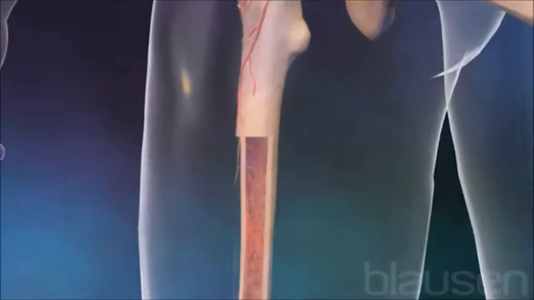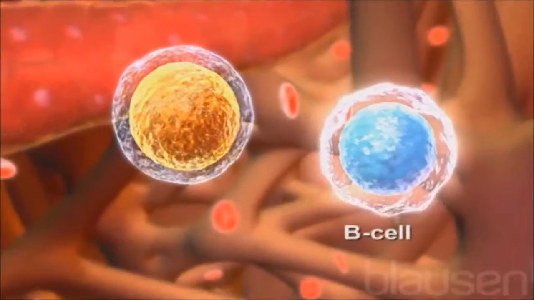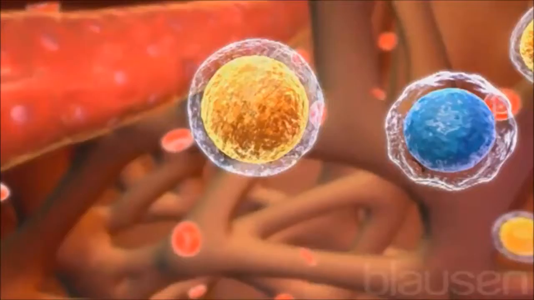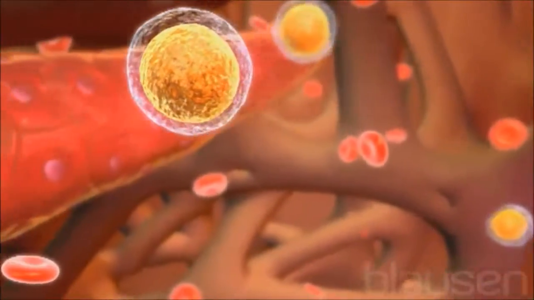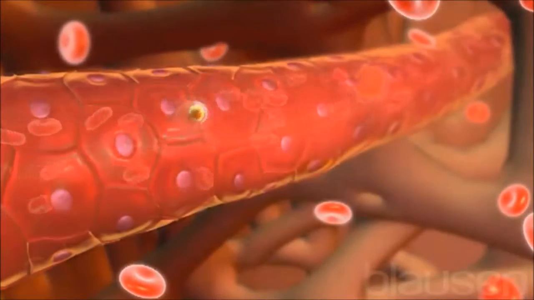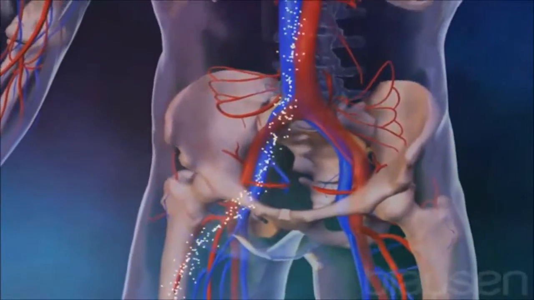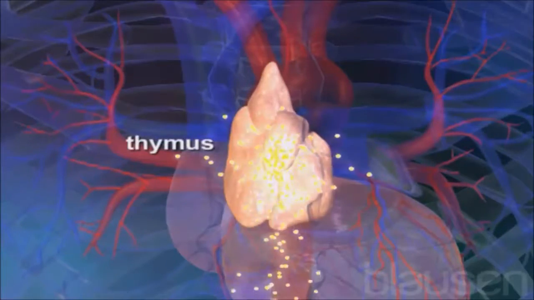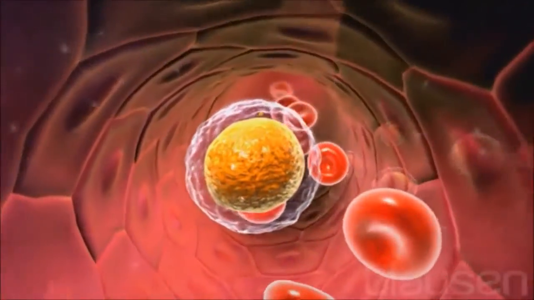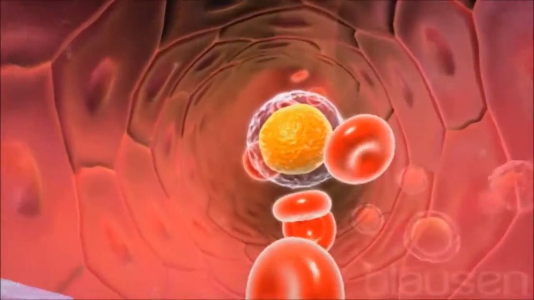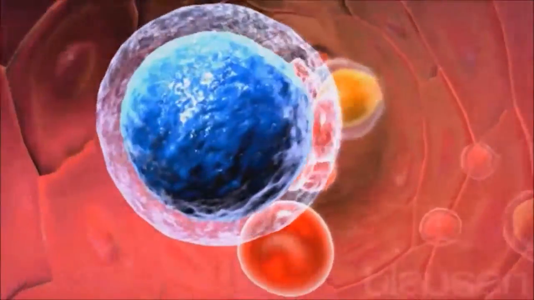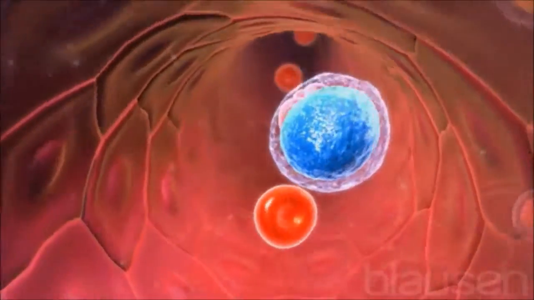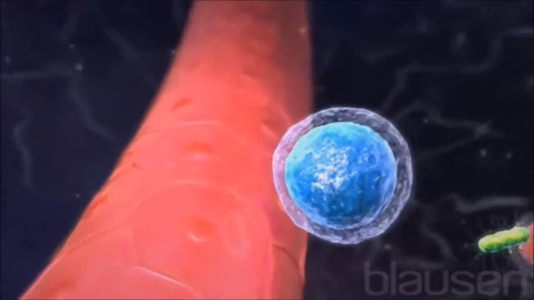There are two major classes of lymphocytes involved with specific defenses: B cells and T cells. Immature T cells are produced in the bone marrow, but they subsequently migrate to the thymus, where they mature and develop the ability to recognize specific antigens. T cells are responsible for cell-mediated immunity. B cells, which mature in the bone marrow, are responsible for antibody-mediated immunity.